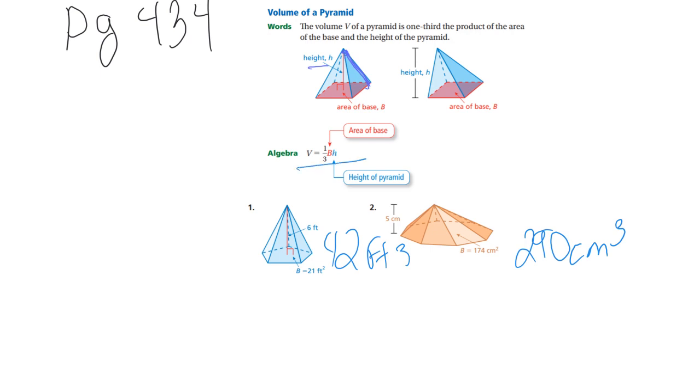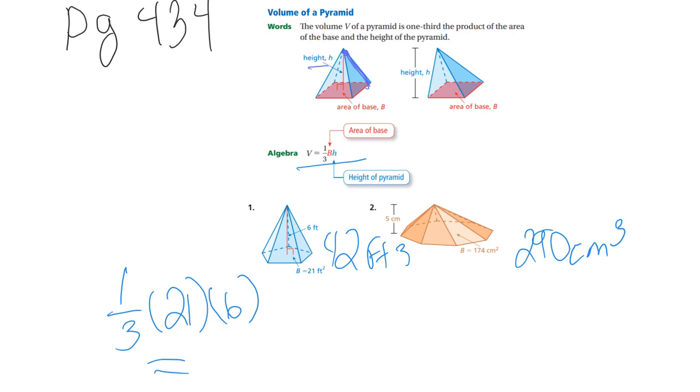So again, volume is 1/3 times the area of the base, which they gave us was 21, times the height of the pyramid, which was 6.